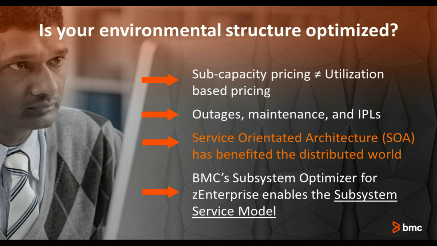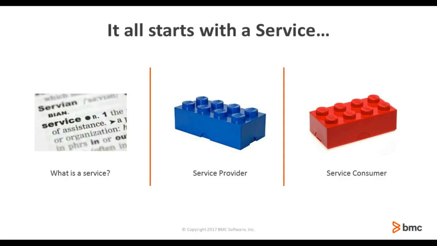For many years in the distributed world, they've utilized the service-oriented architecture, or SOA. SOA provides an architectural model that's helped organizations optimize their infrastructure from both a cost savings and availability standpoint. And SOA is the basis for our second secret. That's a subsystem service model for mainframe infrastructures. With the subsystem service model, we can now extend the benefits of SOA, the agility, the availability, and cost savings onto the mainframe platform. And BMC has simplified the transition to this model by adding the subsystem optimizer for Z Enterprise.